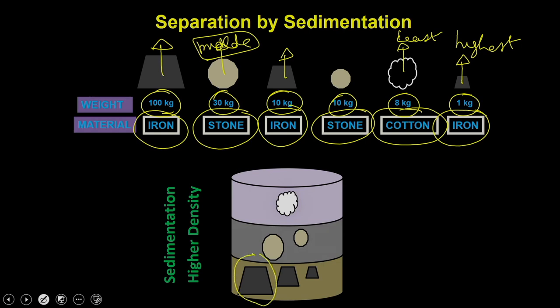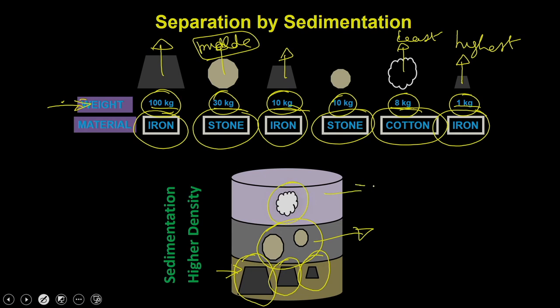that irrespective of their weight, means irrespective of whether they are 100 kg, 10 kg or 1 kg, the iron is going to be pelleted down at the bottom. So it is actually going to be the heaviest particle, and then the stone is going to be pelleted down later on, and the cotton is going to remain at the top.